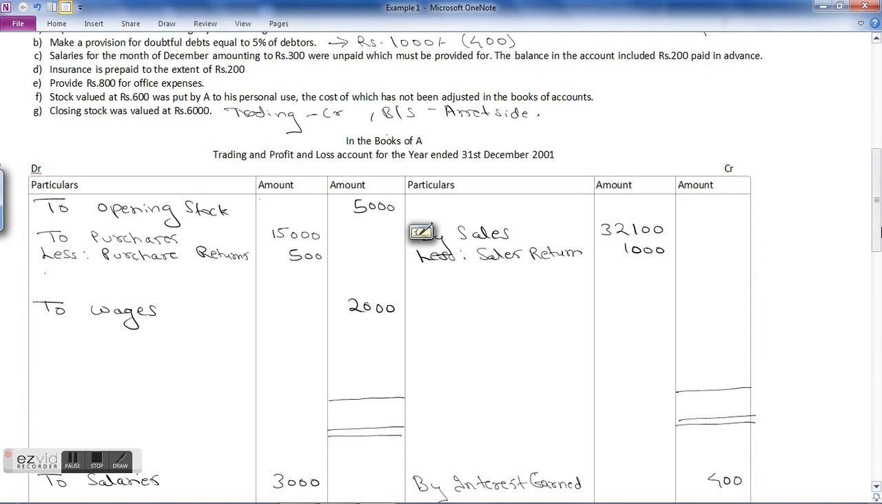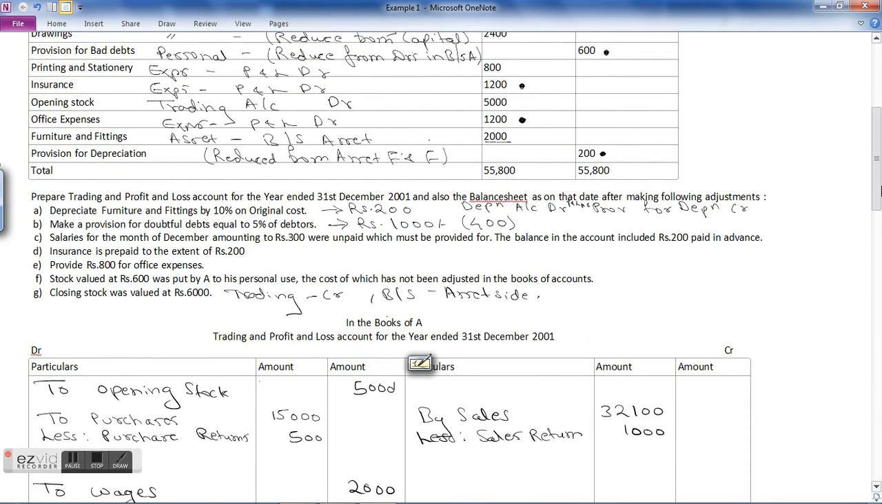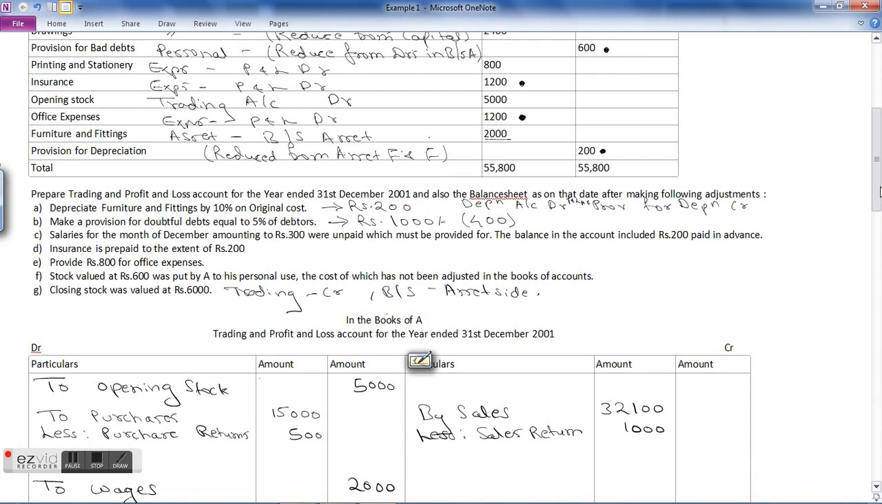Then next is office expenses, profit and loss account debit side. There is one adjustment also, since we have put a dot at 1200, correct? So to office expenses, profit and loss account debit side.